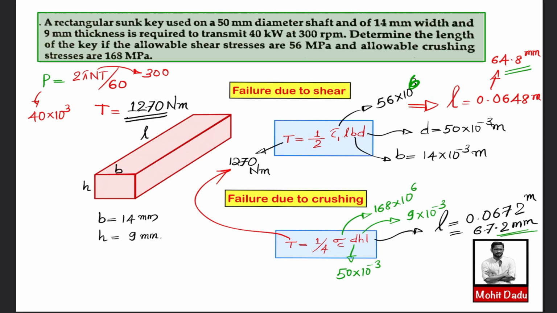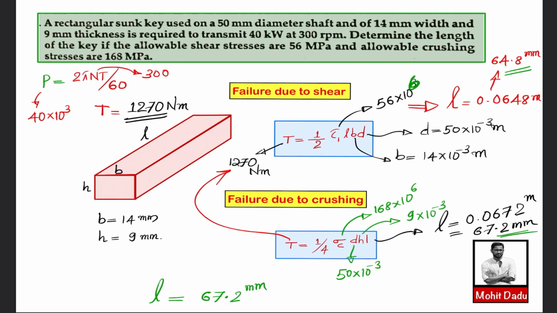So this is the answer according to the second failure mode. So two answers we are having: one is 64.8 mm and the other one is 67.2 mm. So the final key length, you will take the maximum length, which is 67.2 mm, and you will standardize this one. For the standard length of the key, you will take the next value, that is 68 mm will be the length of the key required. So this is a simple problem. Hope you understood, and thanks for watching.